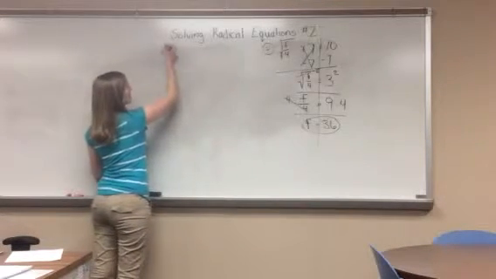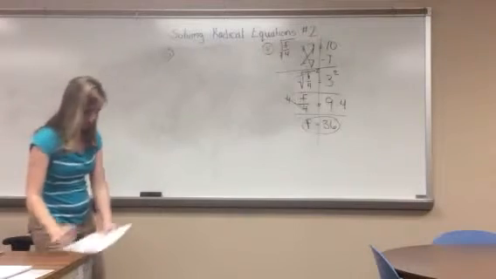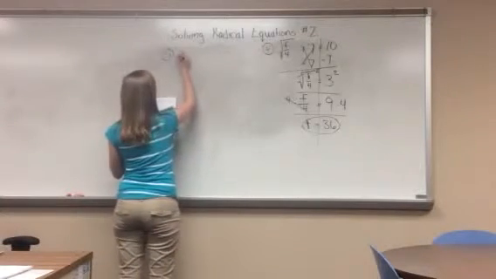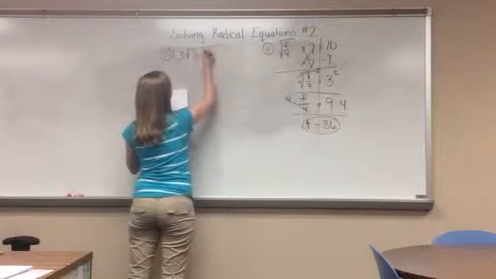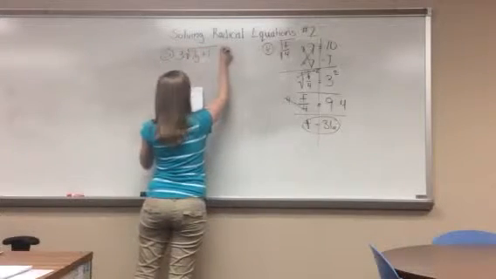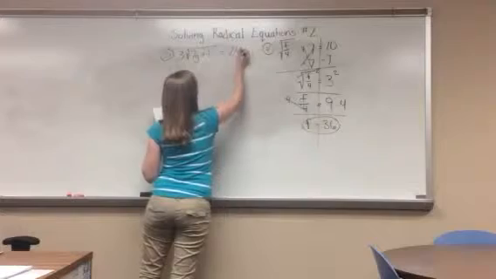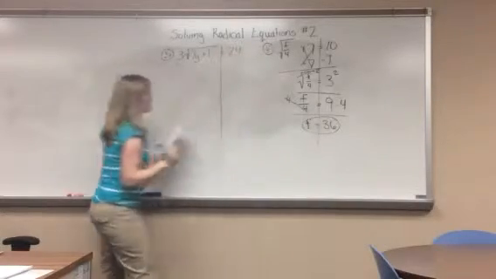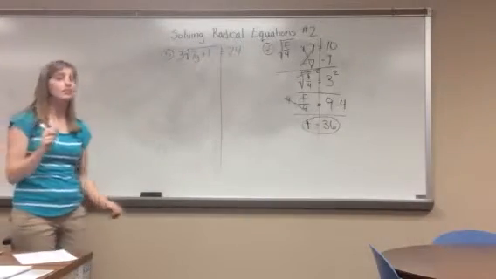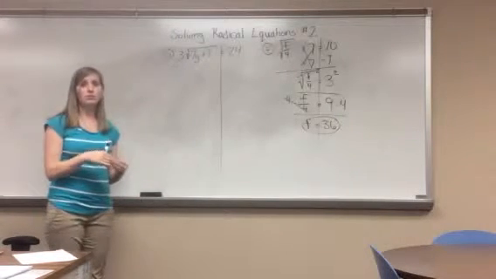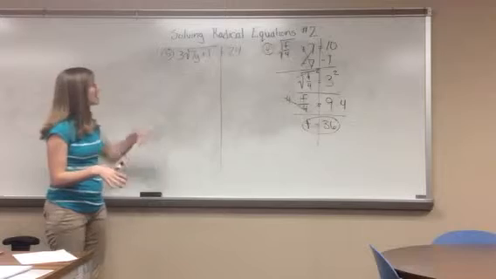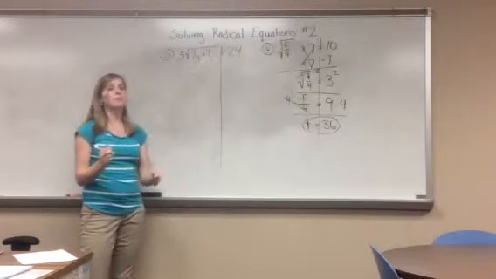Number 5. Our problem is 3 and then the square root of 7g plus 1 equals 24. There's a little bit more to this one. Again, pay attention to where the numbers are located. The 3 is outside of the square root, so I need to cancel it first. This 3 is being multiplied by the square root.